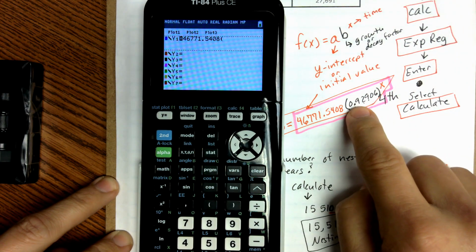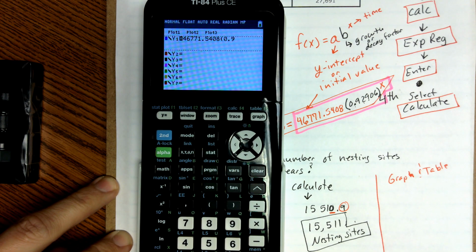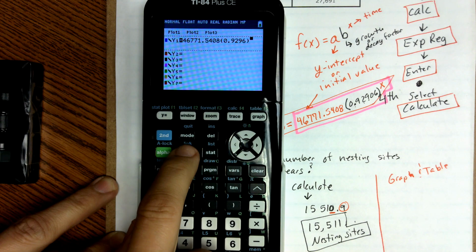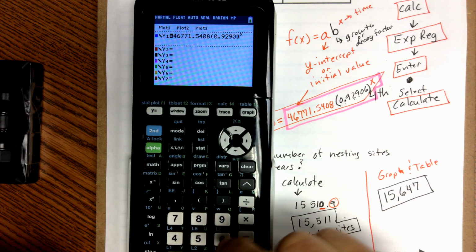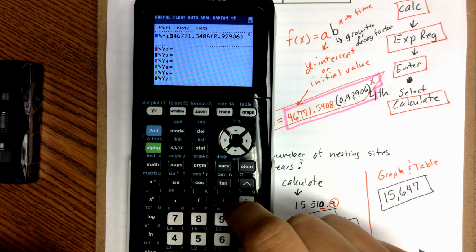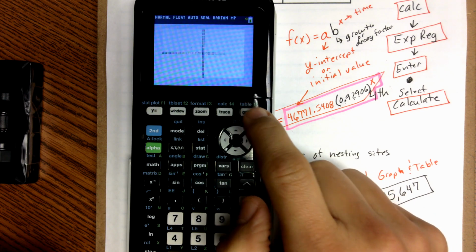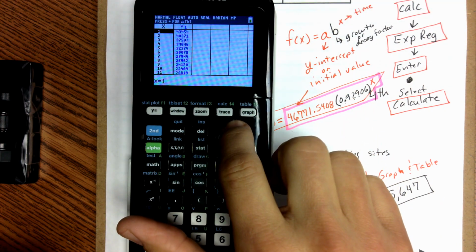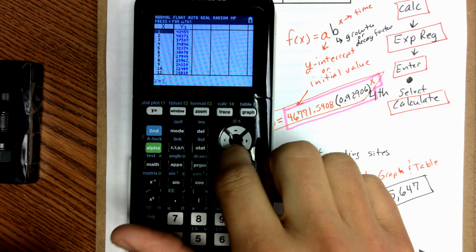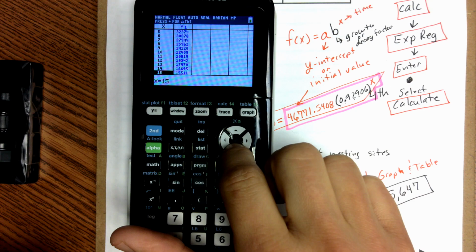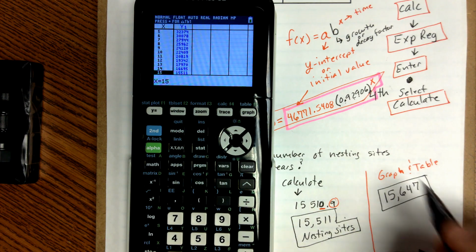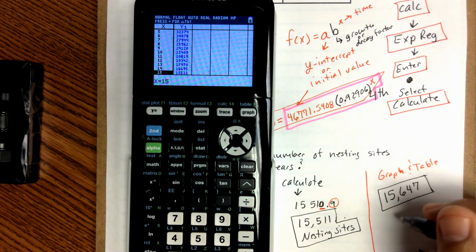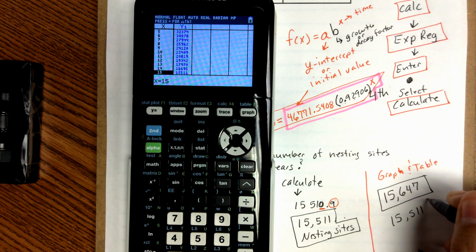46771.5408 parenthesis 0.92906 close parenthesis. I'm going to hit the caret, and I'm going to put an x in there. So I'm going to hit this x button right here. So 0 and 6 and close. All right, so now we can see that it is exactly the same. So if you look right here, it says at 15, we have 15,511.